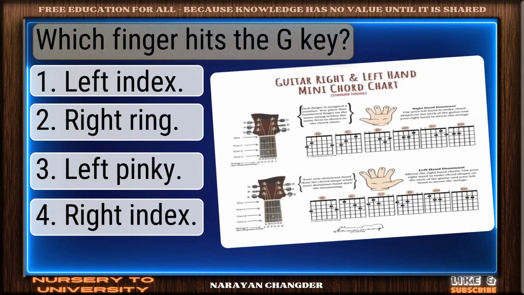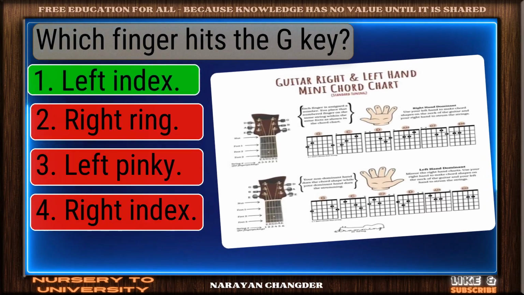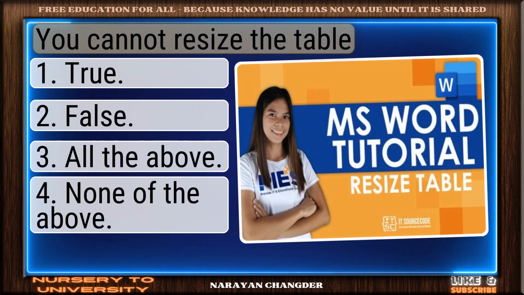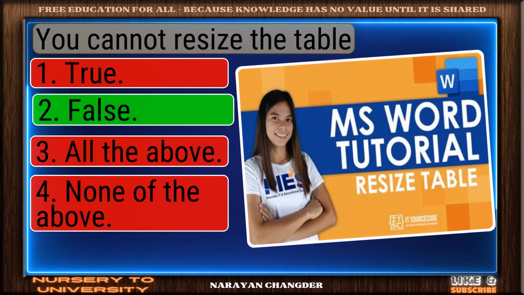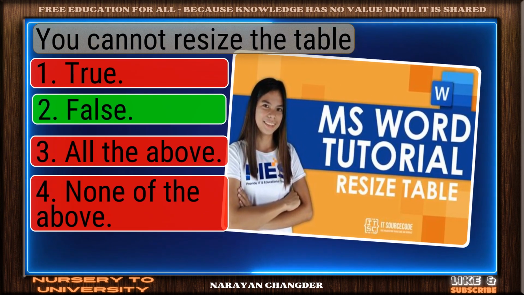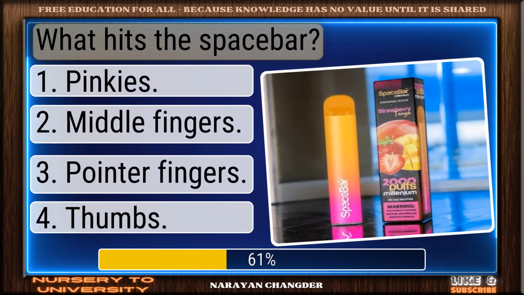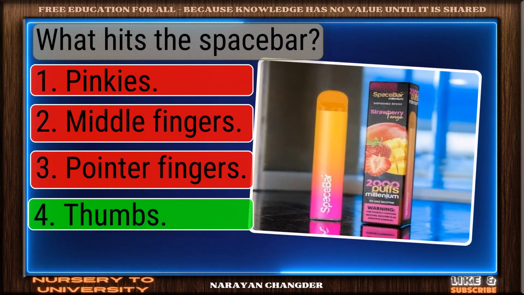Which finger hits the G key? Smart pick. Left index is the correct choice. You cannot resize the table. Great job. False is the accurate answer. What hits the space bar? Good job. Your answer thumbs works well here.